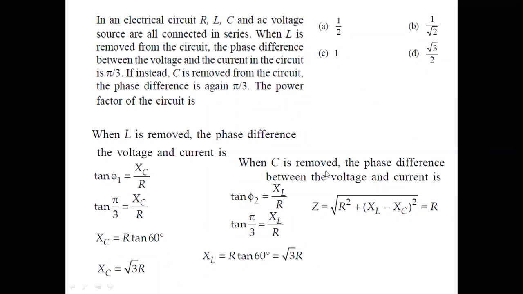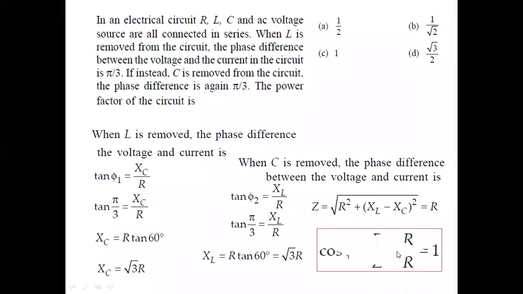Your power factor is nothing but cos phi. Do remember, power factor is given by cos phi equal to R upon Z. So R upon Z becomes R by R, which is nothing but 1. Cos phi equal to 1 means phi equal to 0 degrees.